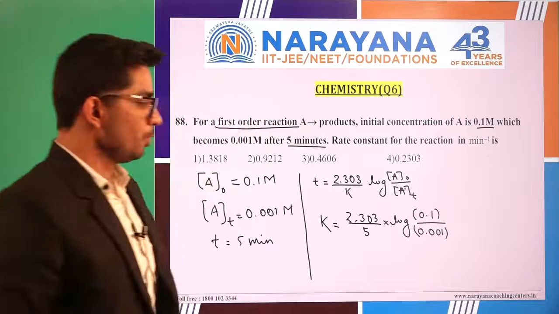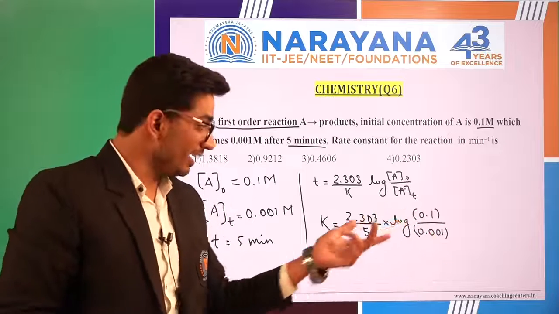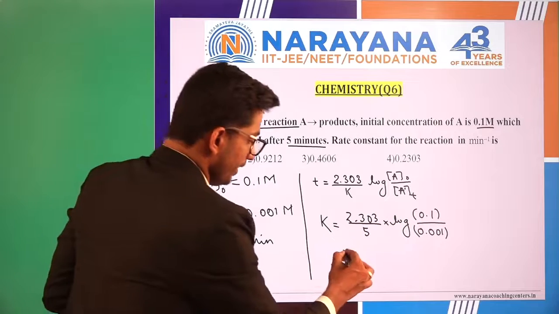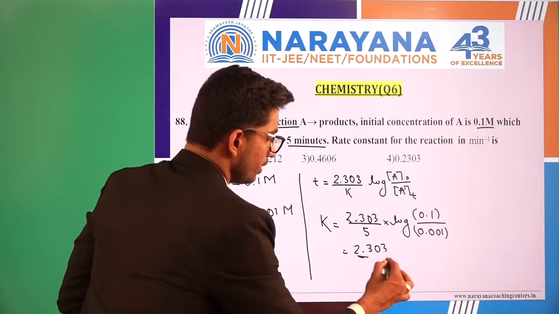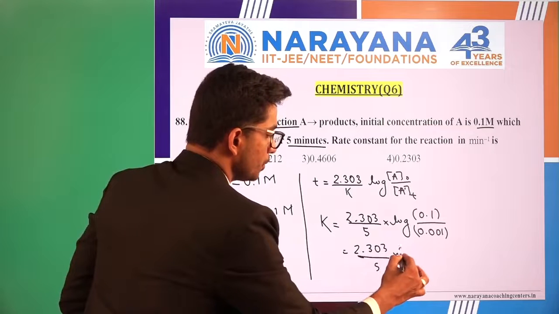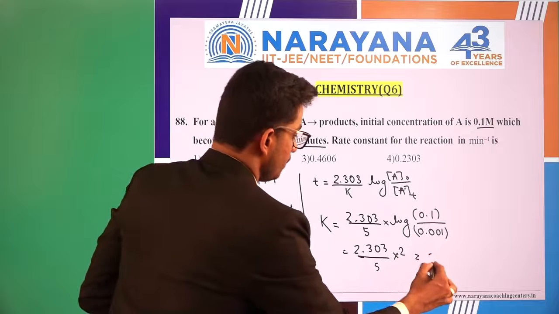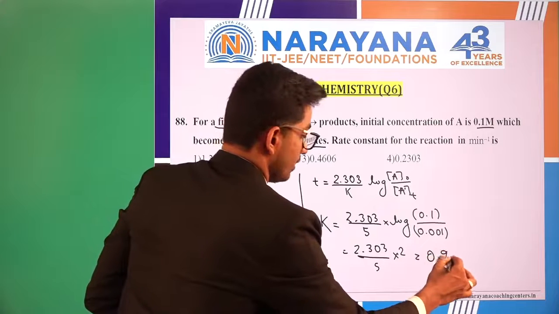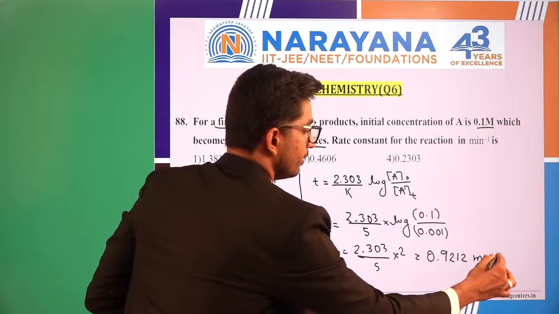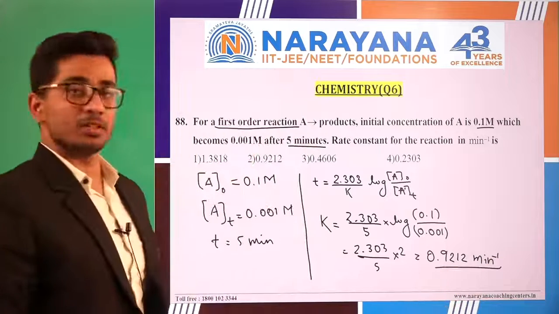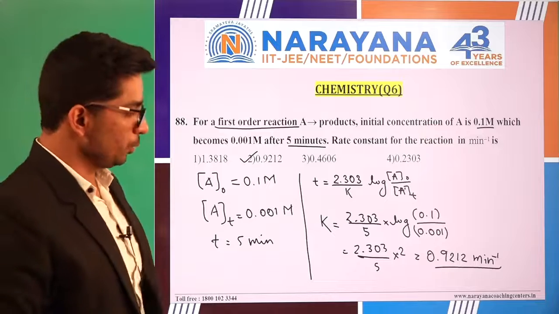So when we will solve this, we'll get log of 100. The value for that is 2. So it will be 2.303 upon 5 into 2, and on solving this you will be getting 0.9212 minute inverse. So that is your answer, and the answer is option number 2. Let's move on to the next part.